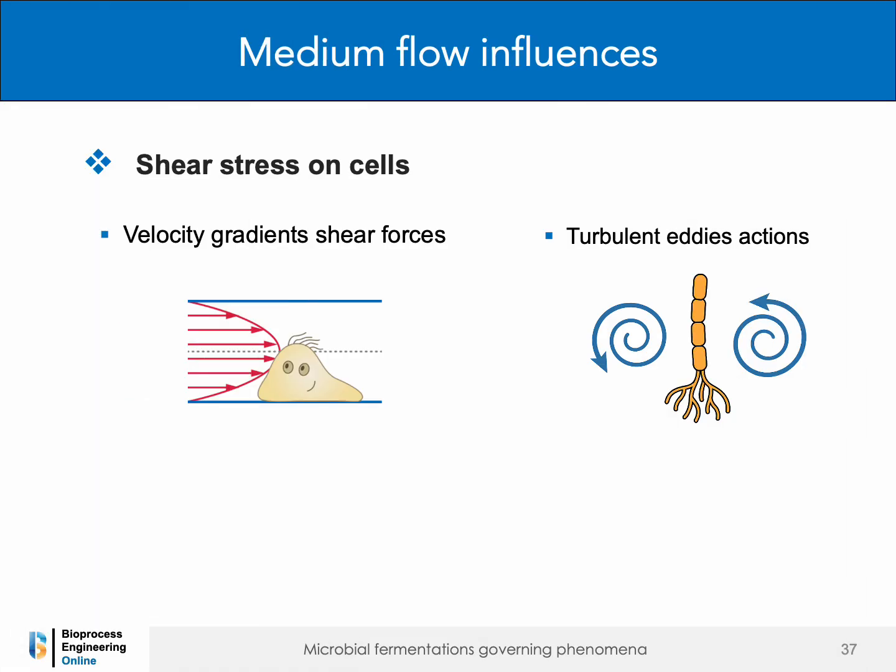Fluid velocity patterns within a fermenter can have a direct impact on cellular activity and viability. Velocity gradients between adjacent fluid layers generate shear forces, which can be particularly damaging to shear-sensitive cells such as filamentous microorganisms. In stirred systems, cells are also exposed to turbulent eddies. When the eddy size approaches or becomes smaller than the cell size, cells can experience intense localized shear stress.